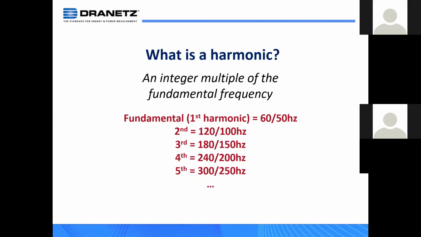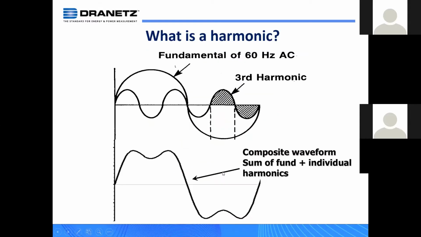So an integer multiple is actually 2, 3, 4, 5 times whatever that fundamental frequency is. So the second harmonic at 60 hertz is 120 hertz. At 50 hertz, it's 100 hertz. The third harmonic is 180 and 150, and so forth. It's easier to put a picture on things. So I'm going to describe this picture here bottom up. This is not a real power system. This is just something we made up for descriptive purposes here.